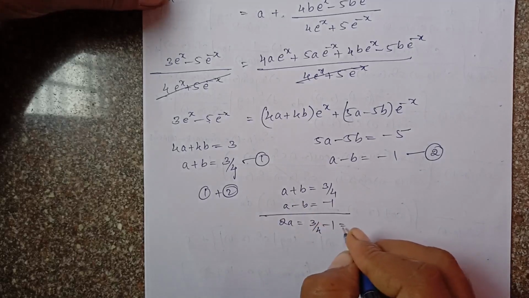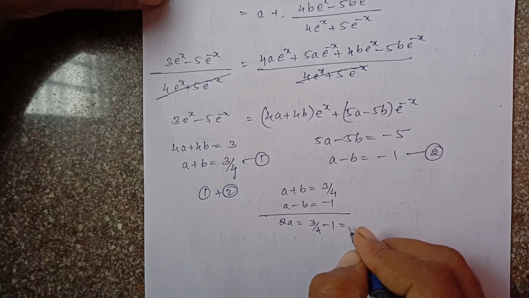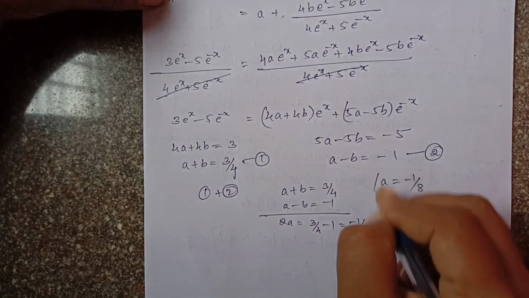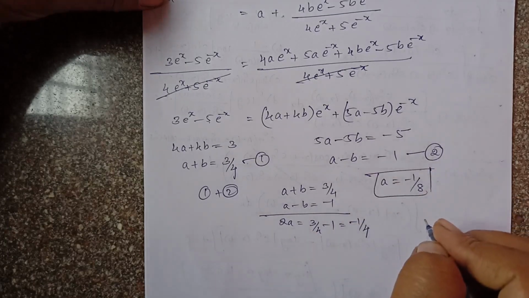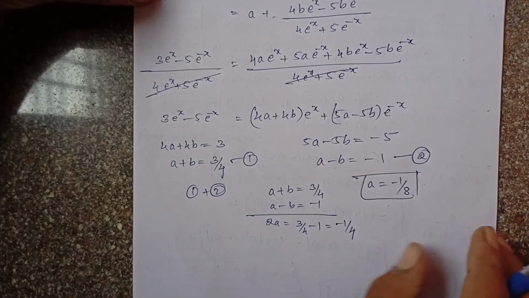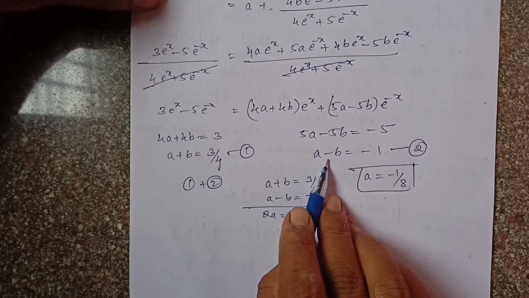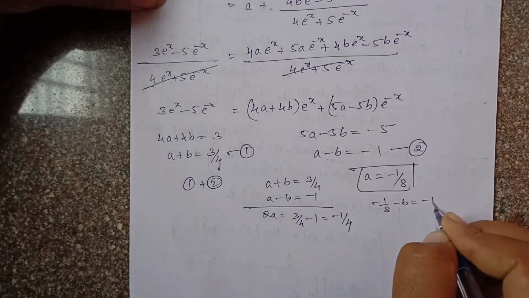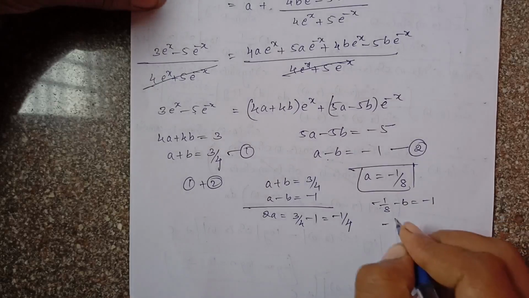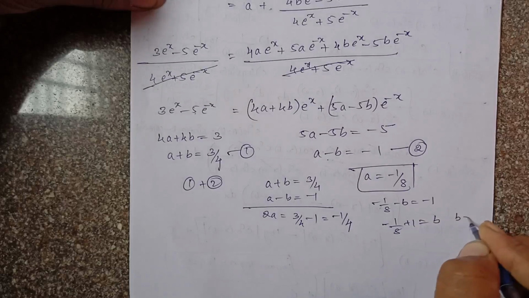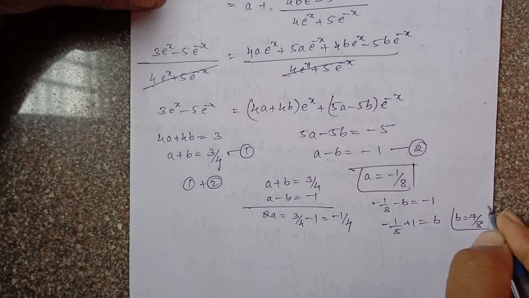2a is equal to 3/4 minus 1. Now this is nothing but what? (3 - 4)/4, so -1/4. What is the value of a? 2a equal to -1/4 means a is equal to -1/8. When a is equal to -1/8, then what is b? You substitute in equation 2. -1/8 - b is equal to -1. -1/8 + 1 is equal to b. If you cross multiply, what is the value you are getting? You are getting the value as 7/8.